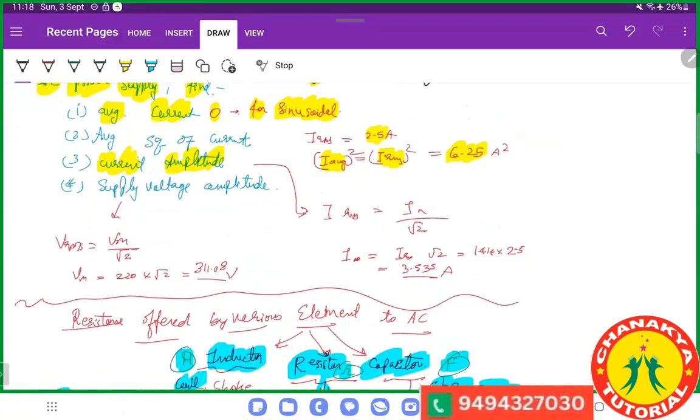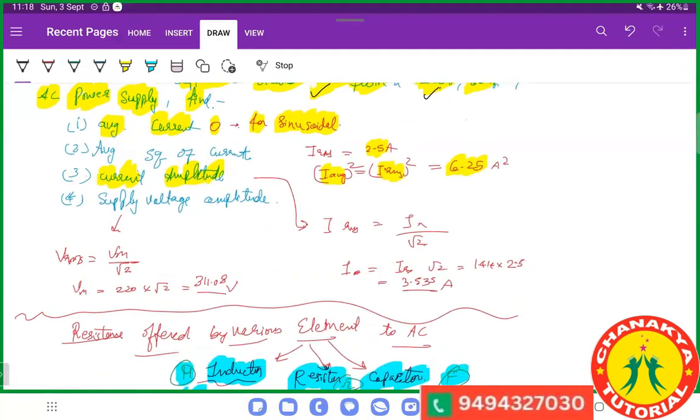Okay. In the same way, we find the V RMS value: Vm by root 2. Vm or V naught, whatever we say, doesn't matter, same thing. The supply voltage amplitude means the peak value. So even if you divide by root 2, you'll get the same answer. Check your answers. Are you getting the same? Do it fast, it's very easy.